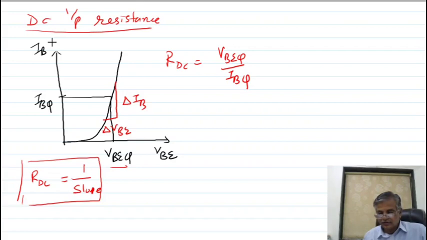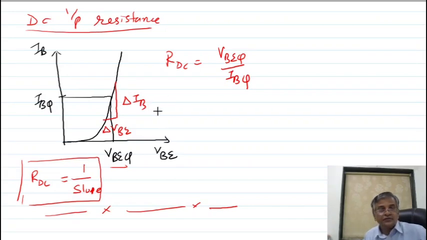Okay. Today I am keeping up to this much topic. Based on this, so many MCQs will come. Someone is asking you, if the slope is this much, find the value of the DC input resistance. So you have to do 1 upon slope. Okay. Thank you.